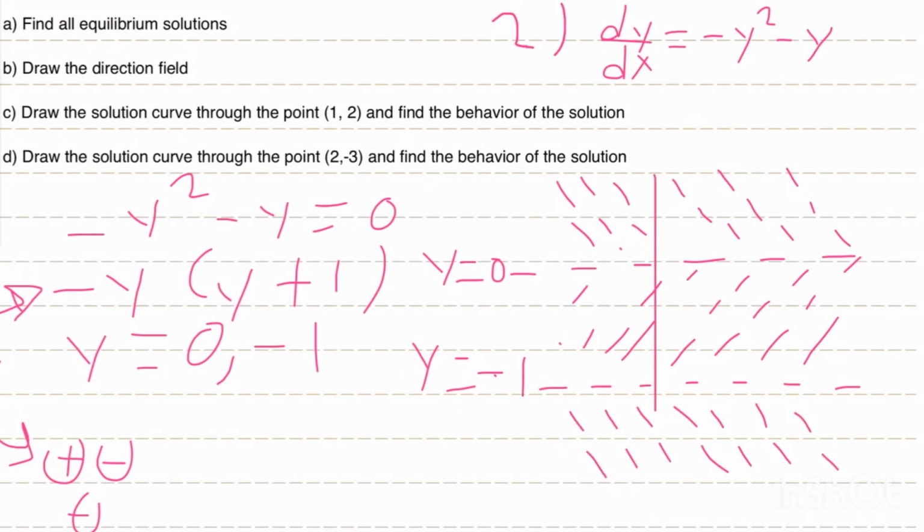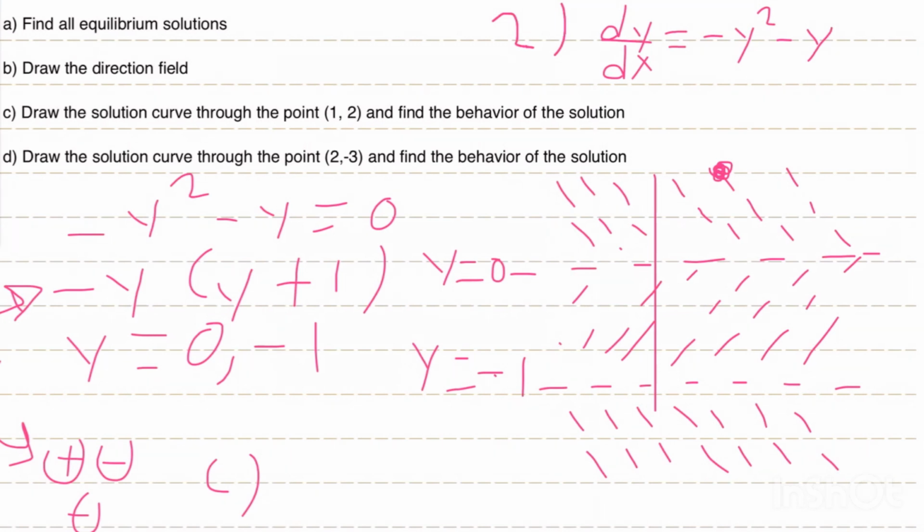Now for part C, draw the solution curve through the point (1, 2), and find the behavior of the solution. So the behavior would be the limit. But first, let's draw the solution curve. So (1, 2), we would have to look where y equals 2. We know y equals 0 at this point here. So y equals 2 is around here probably. And the x-coordinate is 1, so it's on the right side of the graph.